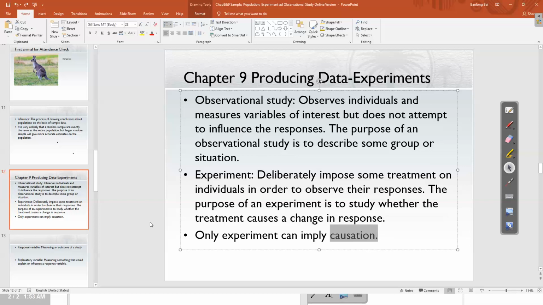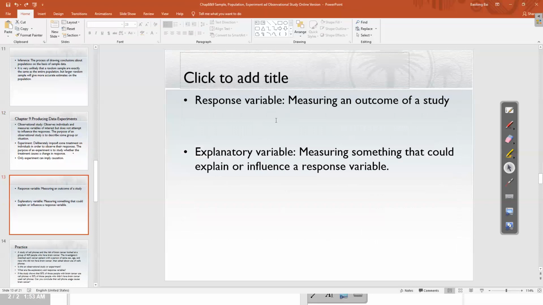So, observational study and experiment. In either study, when you conduct a study, there will be different variables being collected. Some variable is called a response variable, and there's an explanatory variable. So you need to understand the different terms here. A response variable is just like a dependent variable, if you learned that from another course. That's the measured outcome of the study. And the explanatory variable is like an independent variable. That's a variable for something that causes the response. Okay.